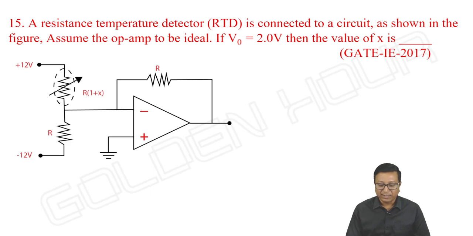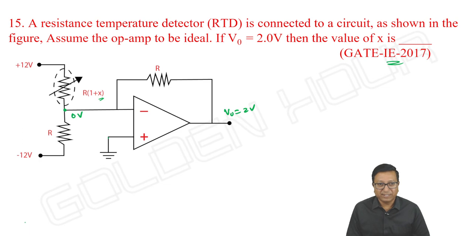Next, a resistance temperature detector, RTD, is connected to a circuit in an instrumentation paper, as shown in the figure. Assuming that the op-amp is ideal, if V output is equal to 2 volts, then what might be the value of X? Anyway here, due to virtual short, it is 0 volts. We know that.